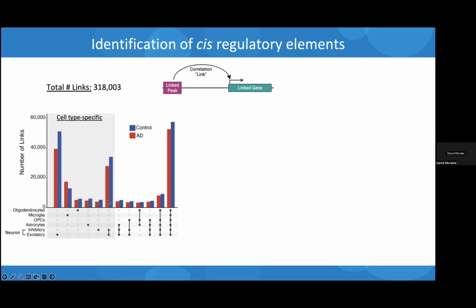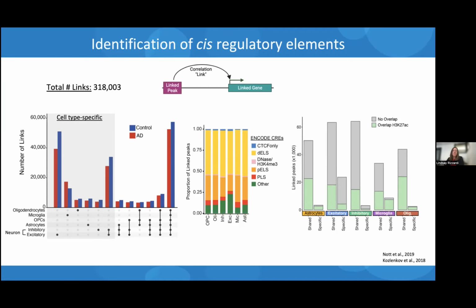I also grouped excitatory and inhibitory neurons together to show a neuronal set of linkages here that I'll also term cell type specific quite often. The next most abundant category here is the ones that were shared across all cell types. These are going to be linkages probably for more housekeeping type genes or genes that are just expressed in general cellular functions.